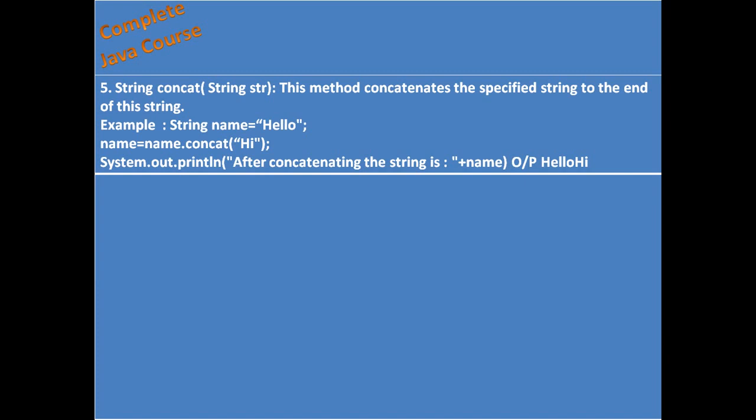Now the next method is the concat method. This method concatenates the specified string to the end of this string. Suppose you create a string hello and you concat hi. So in the name variable, after the concat, the string will be hello hi.